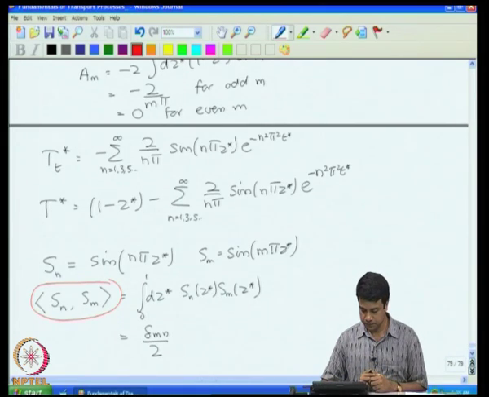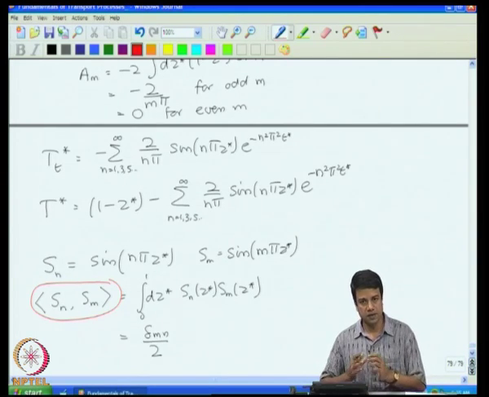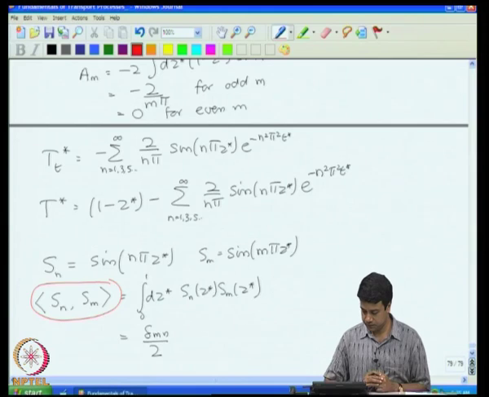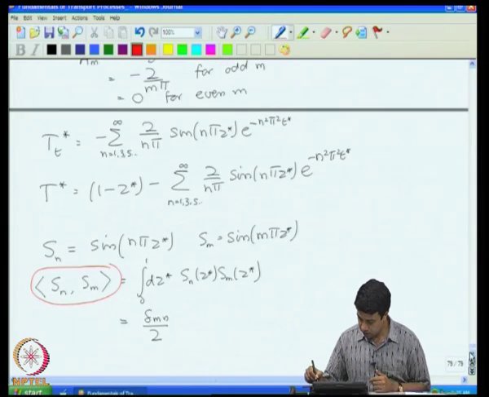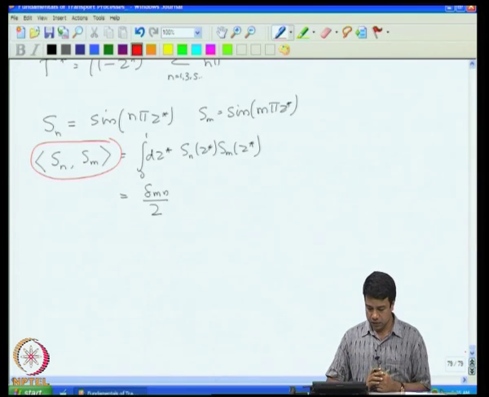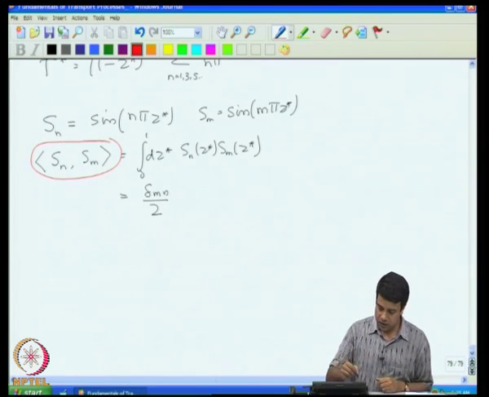Therefore, the inner product is non-zero only if you take the inner product of one function with itself. If you take the inner product of one function with some other function, it turns out to be 0. So, in that sense, each of these functions is orthogonal to every other function. What are these functions?